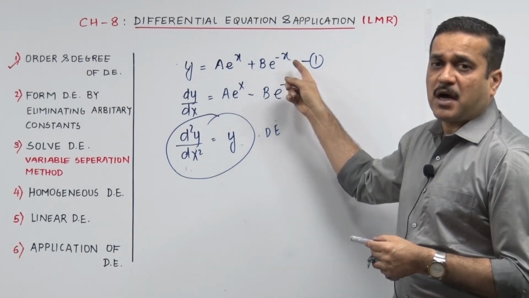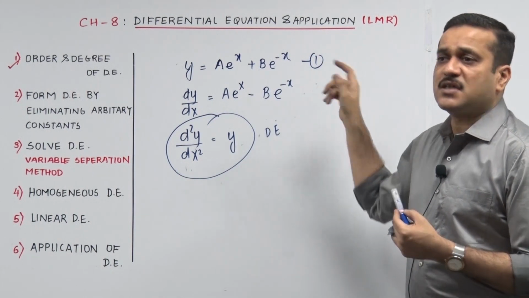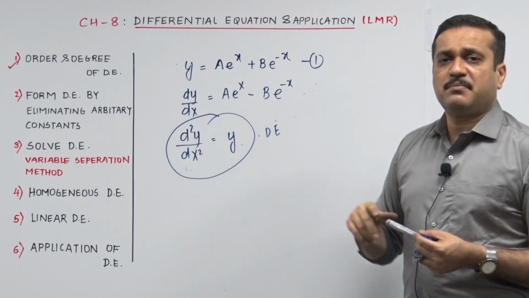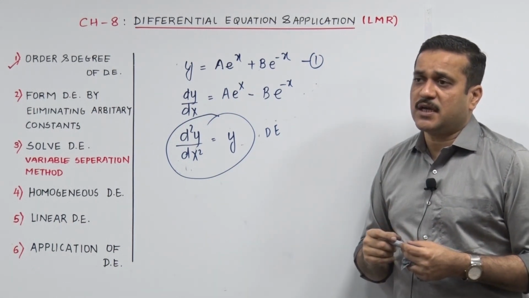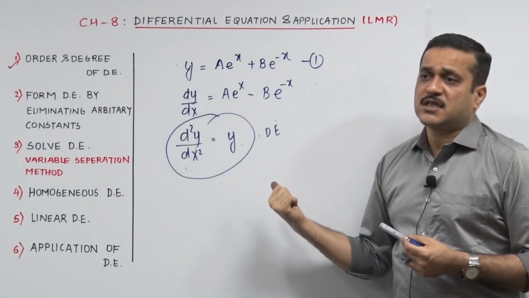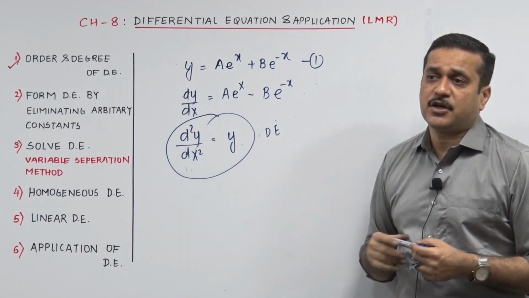No, they were same powers and opposite sign, and when you see such kind of thing, you just simply differentiate two times. You will come back to your same old y, and that's how you can eliminate your a and b.